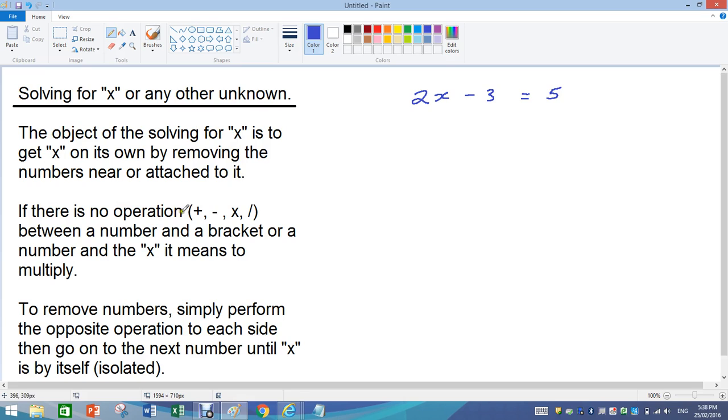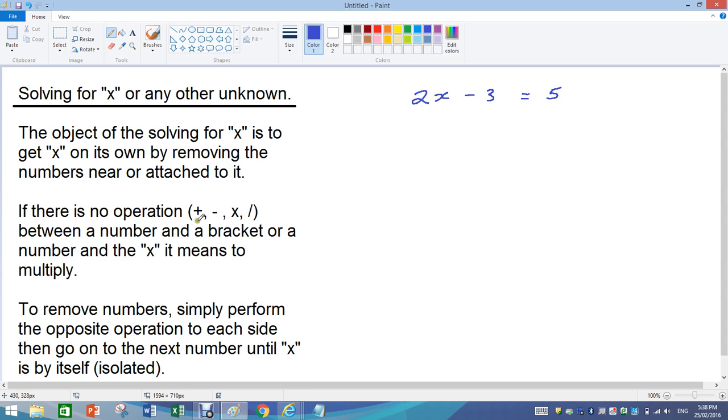If there is no operation, so these are the four operations that we use: plus, minus, times and divide. So if there is no operation between a number and a bracket, or a number and the x, it means to multiply. To remove numbers, simply perform the opposite operation to each side, then go on to the next number until x is by itself, or isolated.